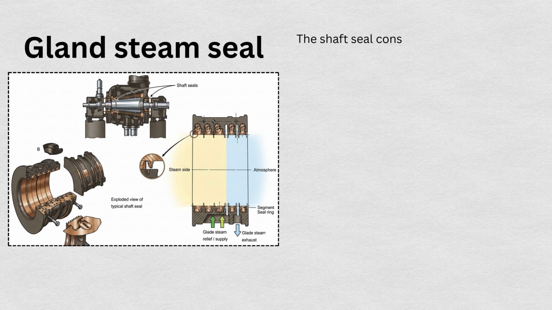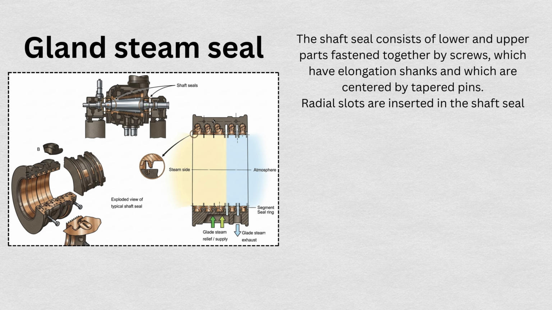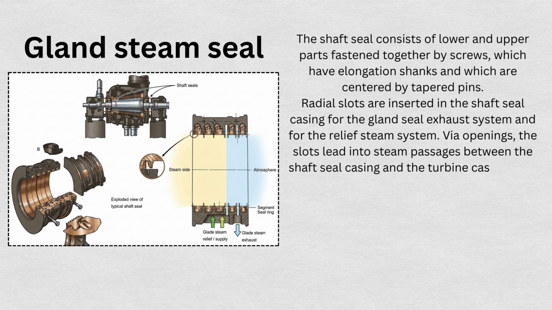The shaft seal consists of lower and upper parts fastened together by screws, which have elongation shanks and which are centered by tapered pins. Radial slots are inserted in the shaft seal casing for the gland seal exhaust system and for the relief steam system. Via openings, the slots lead into steam passages between the shaft seal casing and the turbine casing.